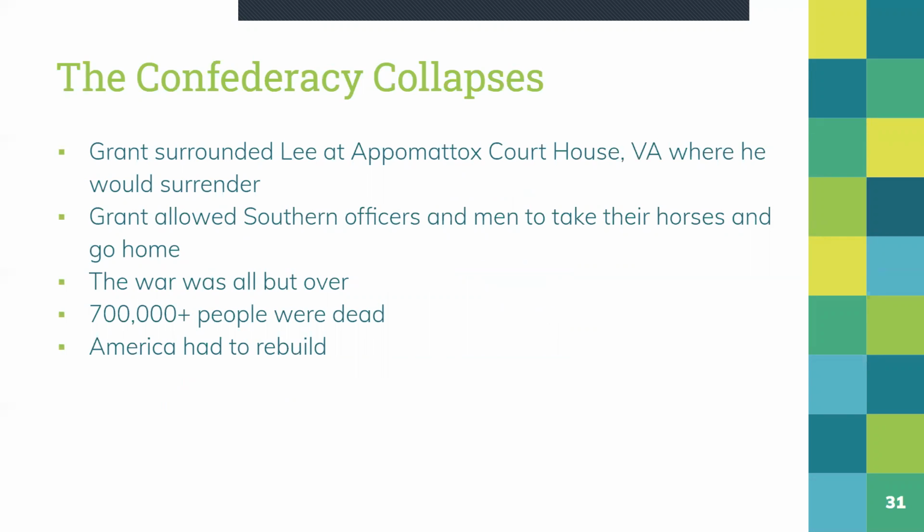And very quickly, the South is collapsing. General Robert E. Lee surrenders to Grant at Appomattox Courthouse, Virginia. And the war is pretty much over by this point. Over 700,000 people are dead, and America has to rebuild.